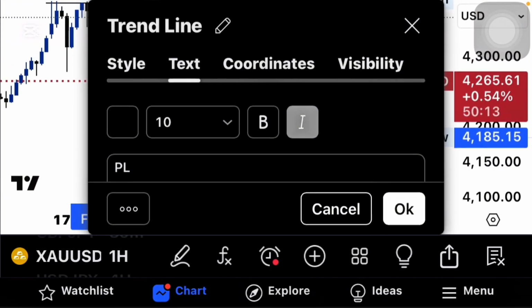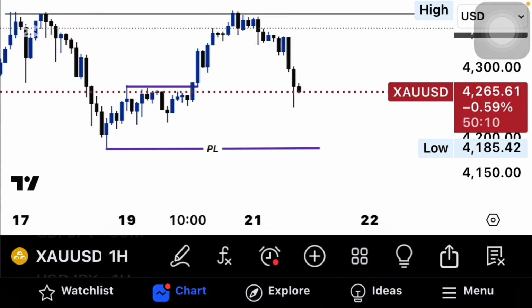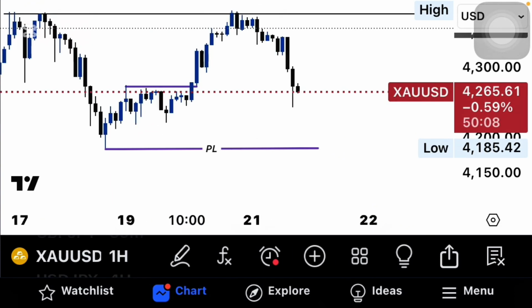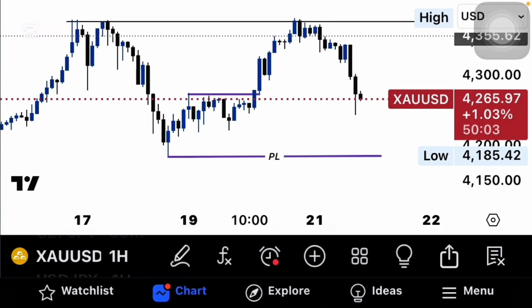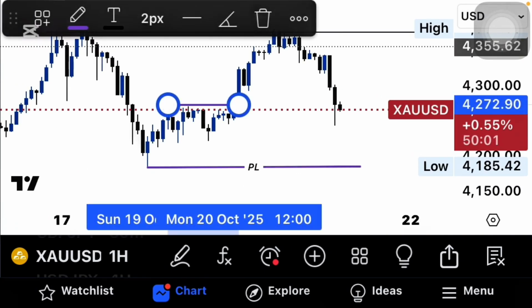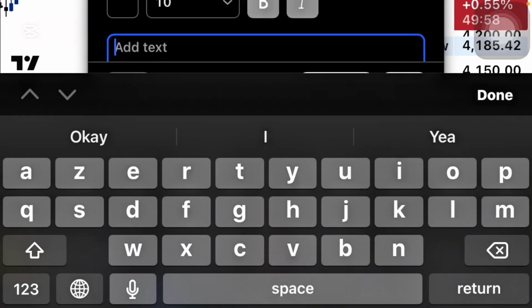This is the protected low. I call this here my protected low. So this low is protected. Once it's taken out, I know that I have to wait for now before I get in again on any trade, whether it's a buy or a sell, but I'm currently on a buy.